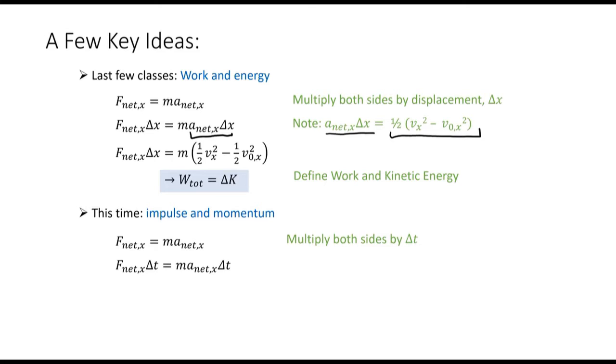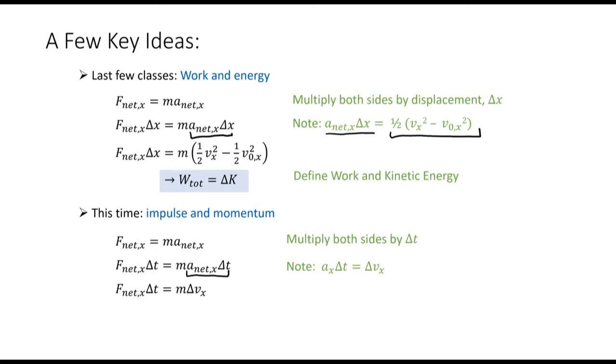Okay, and now on the right-hand side here, I have a term a net x times delta t. And that reminds me of one of my other kinematics equations. Remember, a net x is equal to delta vx over delta t. When the acceleration is constant, the average acceleration is equal to the instantaneous acceleration. And so rearranging that equation, I just get a net x times delta t is equal to the change in velocity in the x direction, or delta vx.